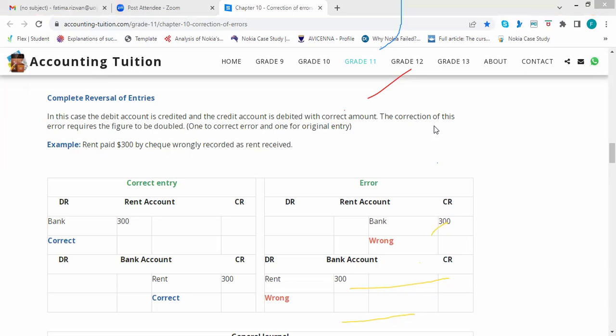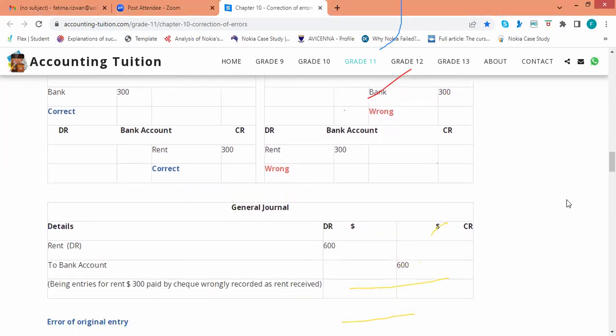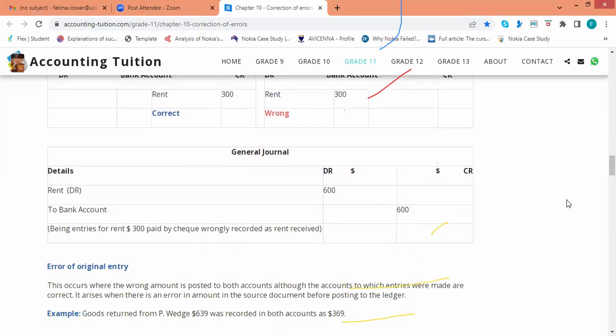Okay? I'm repeating it again. The correct entry was rent to bank. The error entry is bank to rent. So in order to rectify it, you are going to debit the rent with the double amount, that is now 600 instead of 300, and you are supposed to credit the bank with the double amount. So it's going to be rent debit 600 and bank credit 600. See, this is the correct rectifying journal entry.